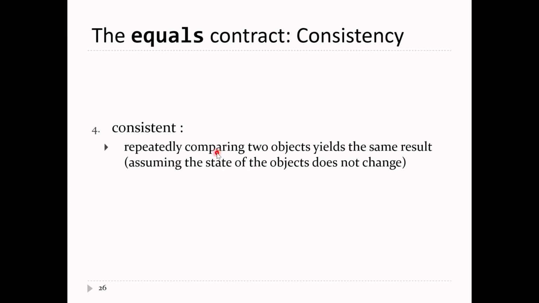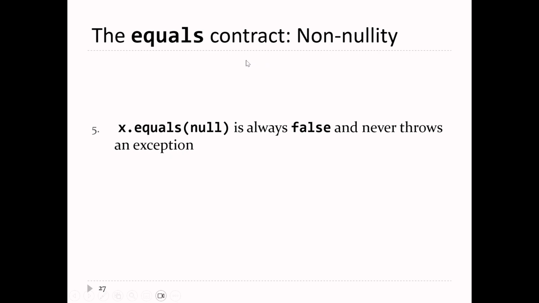The consistency requirement basically means equals must not be random. If you compare two objects over and over again, and you never change the two objects, then equals should always return the same answer. If the state of the objects changes, then obviously the answer might change. If the state of the two objects never changes, then equals always gives you back the same answer. And finally, the non-nullity requirement means x equals null is always false, and it never throws an exception.